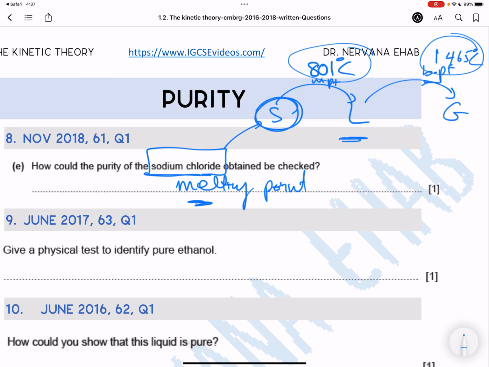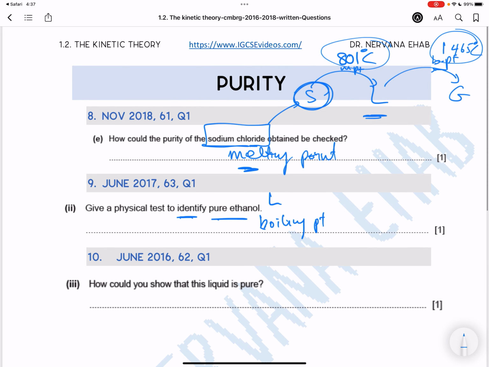Okay, so for example, how to check the identity of pure ethanol. Now, ethanol is a liquid at room temperature. So perhaps the boiling point is a reasonable choice. So I would just go ahead and check the boiling point of ethanol. Now, there's another question here that says, how could you check that this liquid is pure?